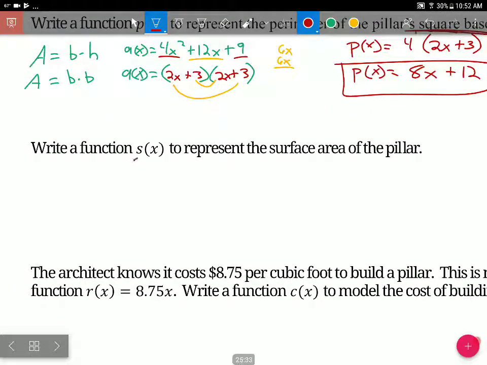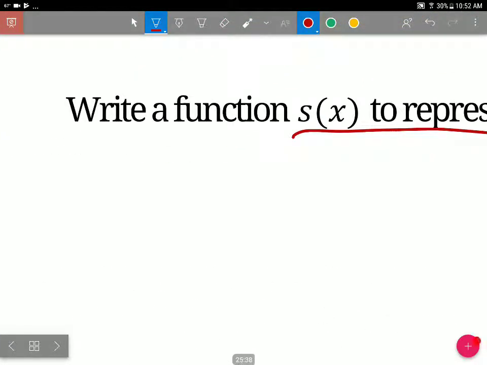Write a function s of x to represent the surface area of the pillar. Well, this one you just straight up need an equation for. The surface area of any rectangular prism is the area of the base. How many of those bases do you need for a surface area? One on the bottom and one on the top, so you need 2 of them. Plus the perimeter of the base times the height. Okay, so that's the equation you need, and you don't need to build that. That's just straight up what it is.